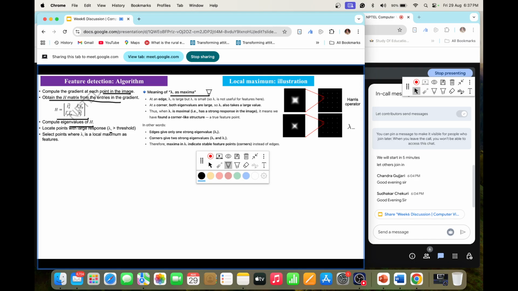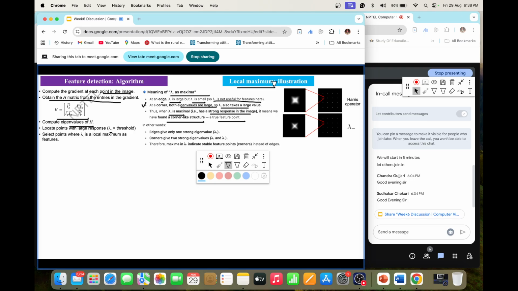So what does this mean, lambda minus as maximum? At an edge, lambda plus is large and lambda minus is small, so lambda minus is not a useful feature there. But at a corner, that is why corner is the most important feature, both eigenvalues are large. Lambda minus also takes a large value. Thus lambda minus is maximal and has a strong response in the image. It means we have found a corner-like structure, a true feature point. So that is why a corner point is the true feature point, and lambda minus is considered as a local maxima, which indicates a true feature point.